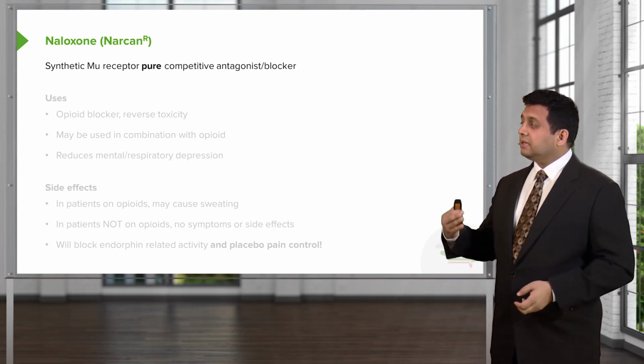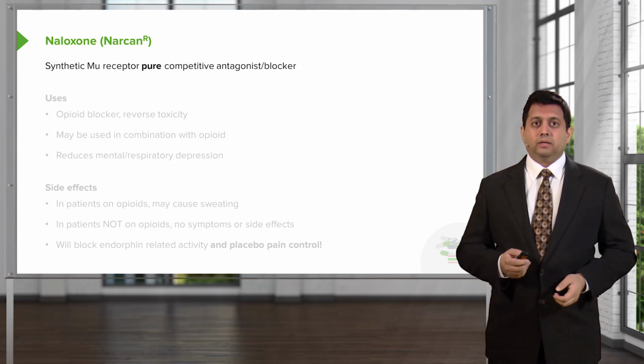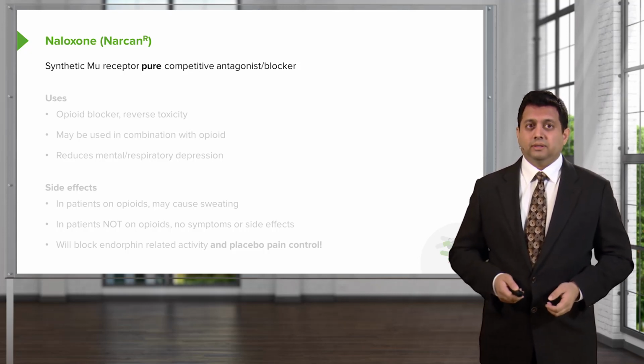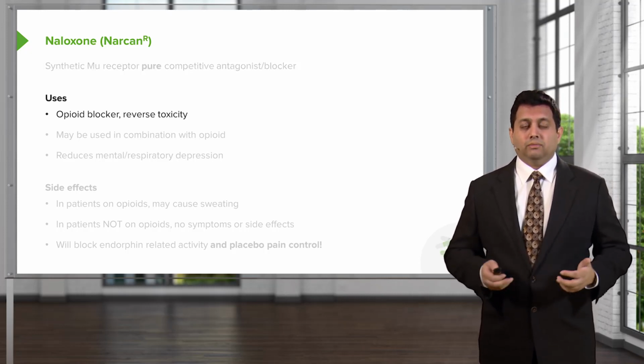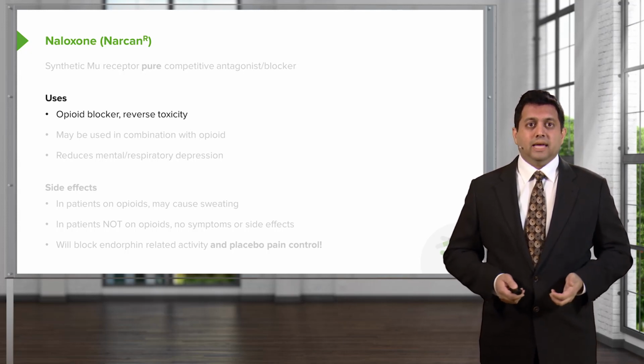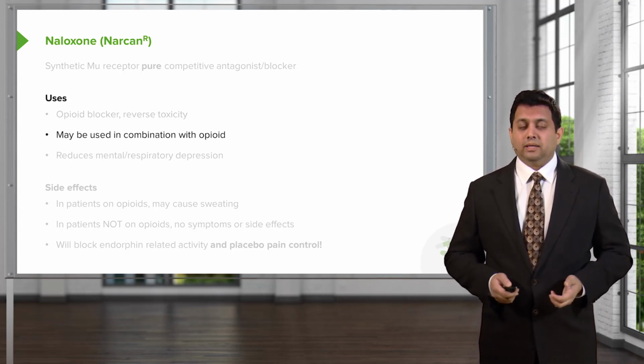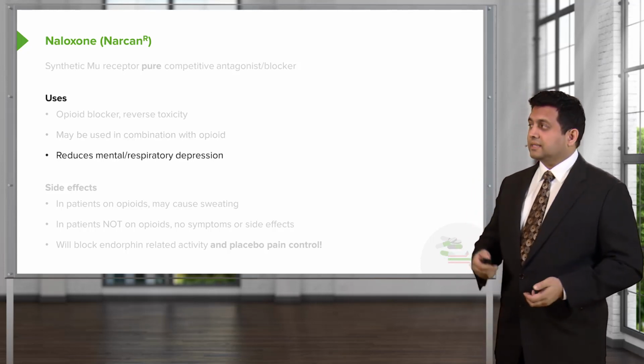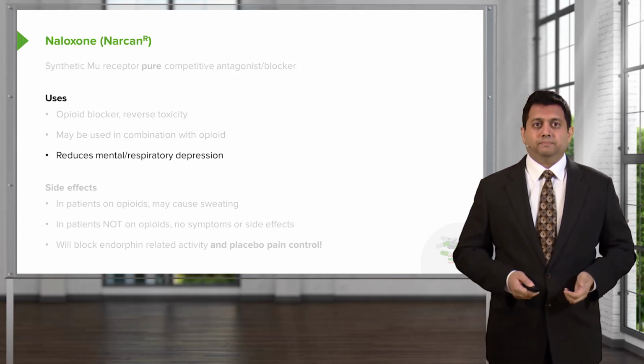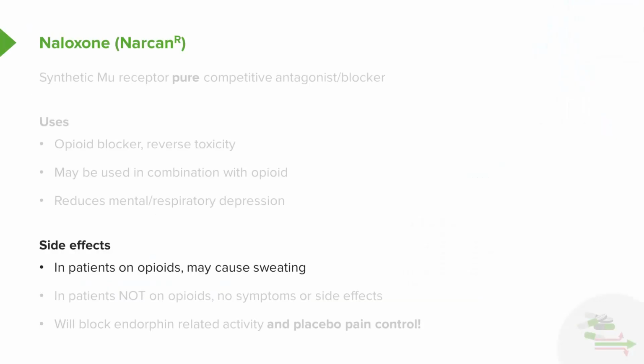It is a synthetic mu receptor pure competitive antagonist or blocker. We use it for blocking or reversing toxicity from opioids. It may be used in conjunction with the opioid to prevent excessive mental and respiratory depression. Side effects, in patients on opioids, you may cause swelling. Now, patients who aren't taking opioids shouldn't have any side effects, but there is actually something very interesting that we've started to see. It's called placebo pain control syndrome.